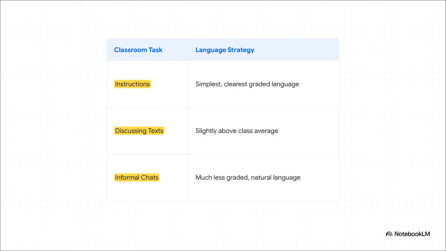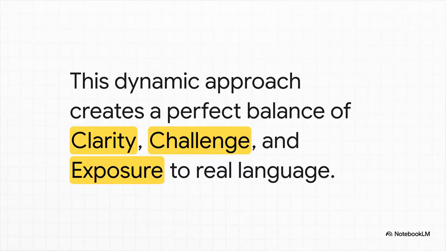And here's a super practical model of what that can look like. When you're giving instructions, you go for maximum clarity, highly graded language. When you're discussing a text with the class, you can push them a little, using language just above their level. But then in an informal chat before class, you can switch to much more natural, ungraded speech to give them that real-world exposure.